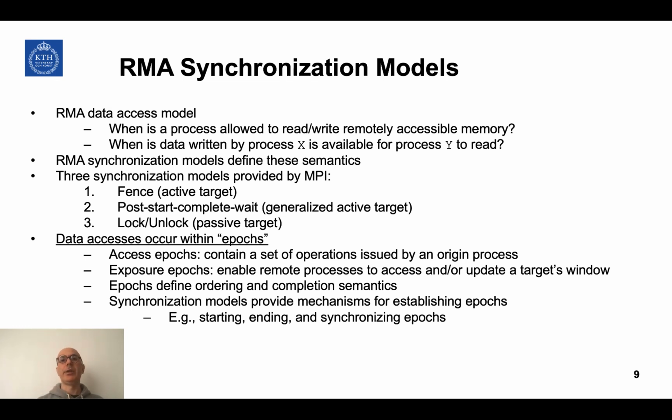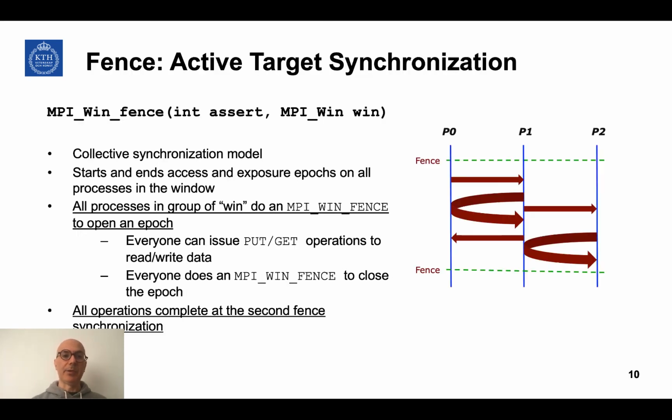An important point when using operations on MPI windows is that we need to define epochs. All the data access in MPI one-sided needs to be within epochs. So we have access epochs that contain a set of operations issued by an origin process. And then we have exposure epochs that enable remote processes to access or to update a target window. Epochs define orderings and completion semantics. Synchronization models provide mechanisms for establishing epochs, for instance, starting, ending, and synchronizing epochs.